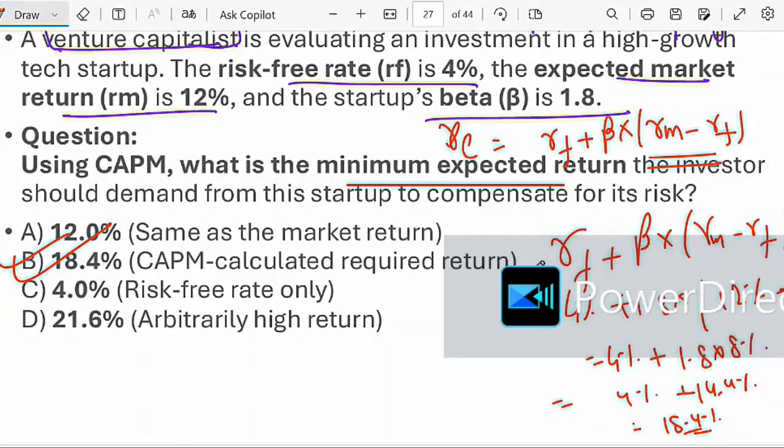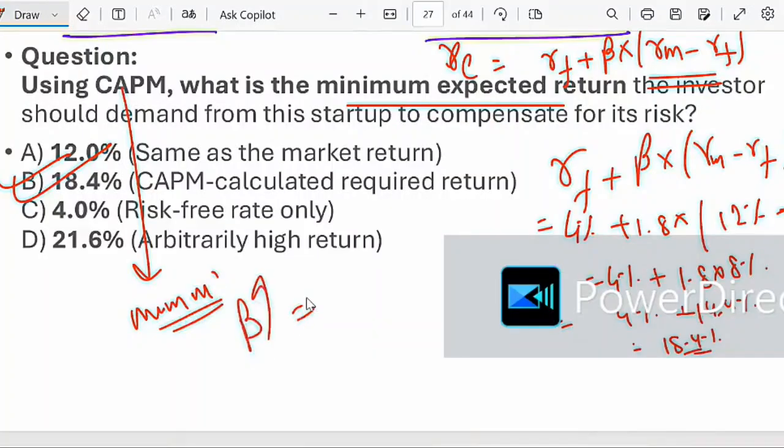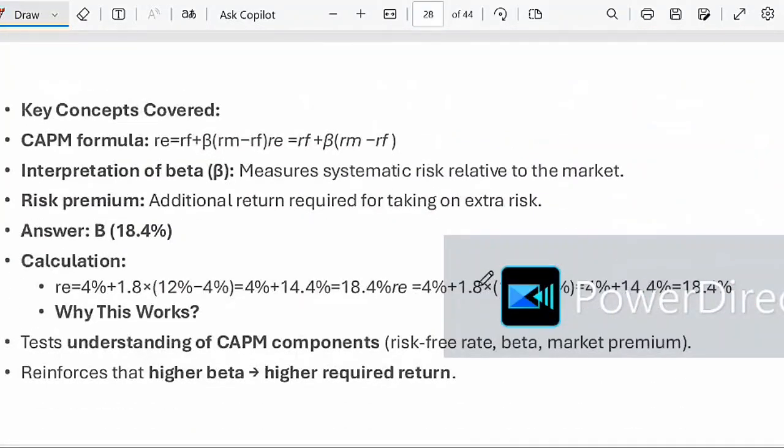So what is the implication of CAPM? It shows you the minimum return that an investor should expect based on the risk they are taking. And if beta increases, the higher the beta, the higher the required return. RE will increase, right? So that is the point. Just use this formula and you can answer the question. This is the formula we have used.